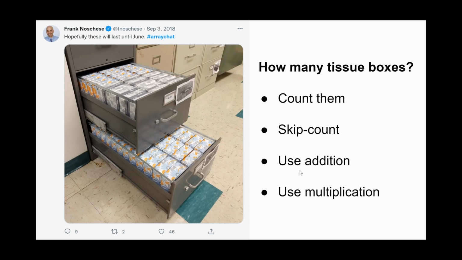Think about why we would want to use some of these higher level methods, in particular multiplication. What does multiplication gain us that the others don't have? One answer to that is speed.